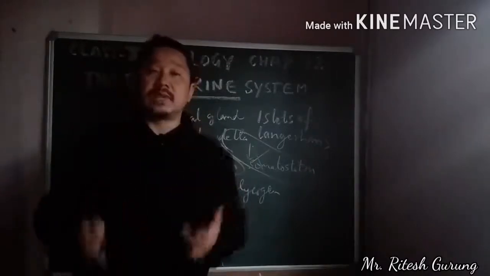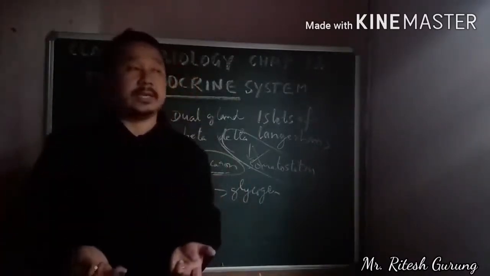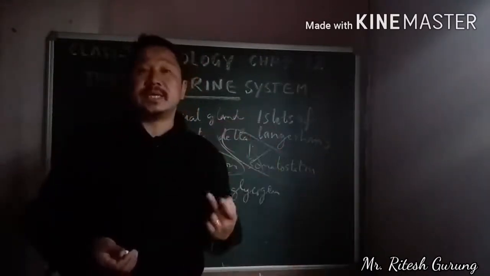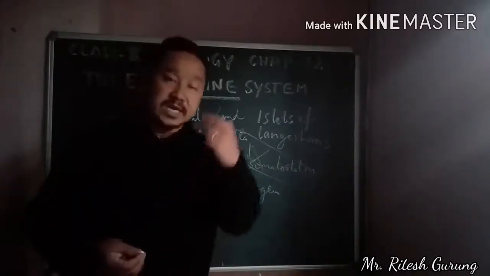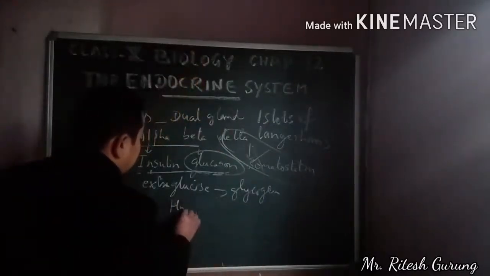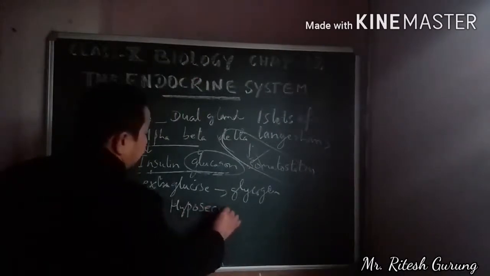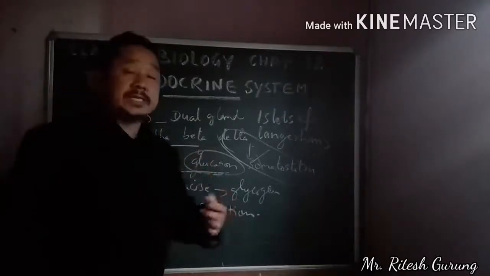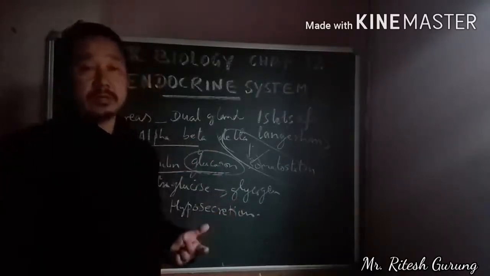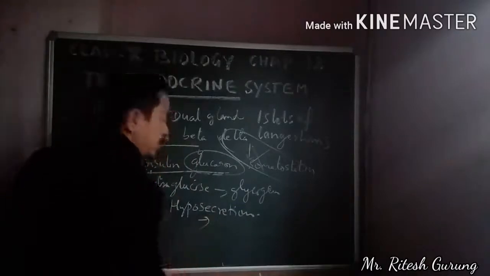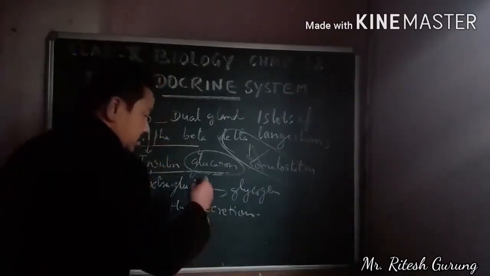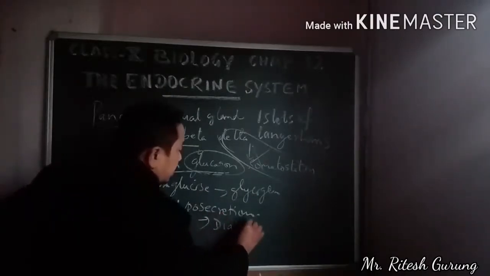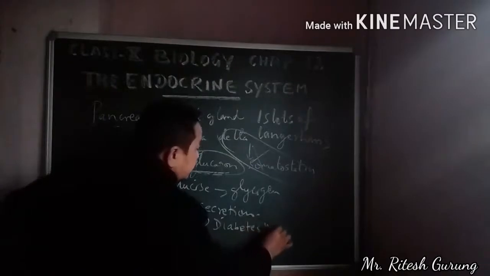Now sometimes the condition will be like this. When your insulin is not there in the blood, that means your insulin is secreted less in the body, which means hyposecretion of insulin. What happens if there is less insulin in the blood? That time the problem caused is diabetes mellitus.